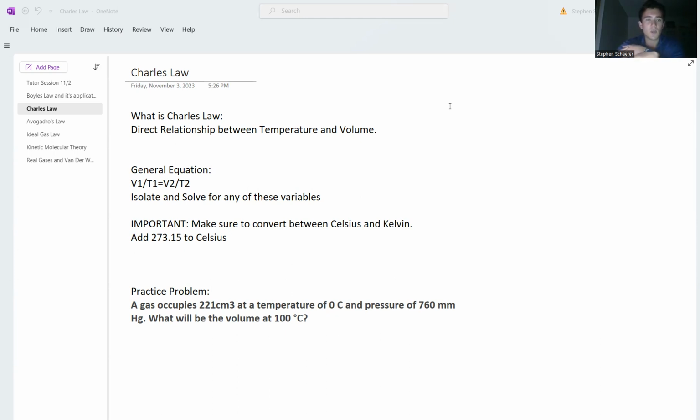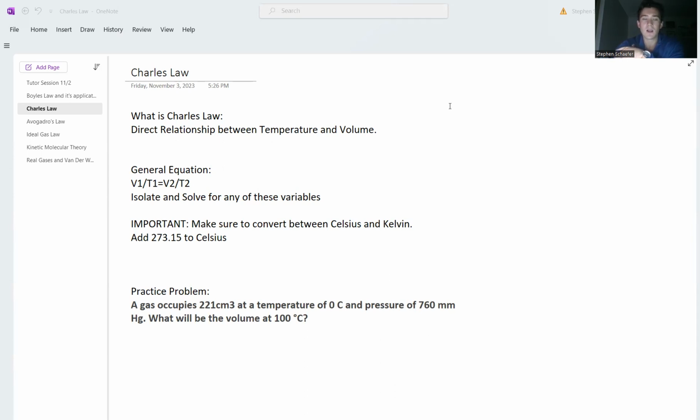So we have a general equation for our Charles' law. So we're going to go V1 over T1 set equal to V2 over T2. And just like Boyle's law, we can isolate for any of these variables and solve for one of these variables as long as we have enough of the other pieces of the puzzle, metaphorically speaking.